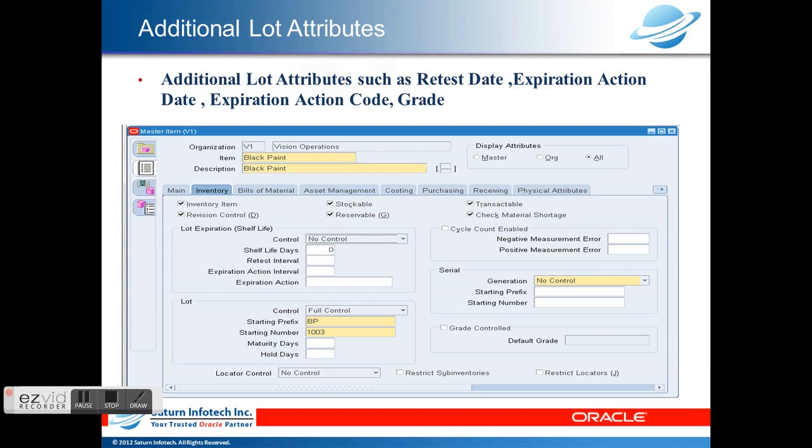So let's understand what shelf life days is. Especially in the food industry, every item they purchase as a raw material, or every item they produce as a finished good, has a certain shelf life. It expires, or its original properties are reduced to a level that is not acceptable to the customer or the production people. So we can define shelf life on the item master form.